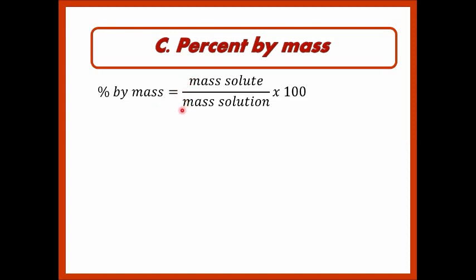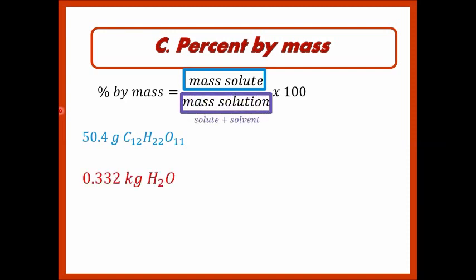Now, in order to calculate percent by mass, we need to know the mass of the solute and the mass of the solution. But remember, the mass of the solution is going to be the mass of solute plus the mass of solvent. In the initial problem, we are given that we have 50.4 grams of sucrose, the solute, and 0.332 kilograms of water, the solvent. In order to convert the mass of water to grams, we need to multiply by 1,000 since there are 1,000 grams in every 1 kilogram. Therefore, we have determined that we have 332 grams of water.